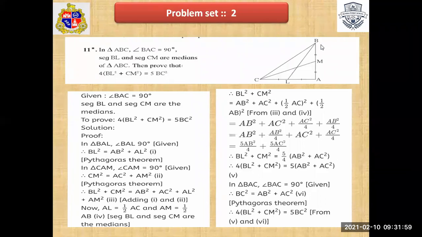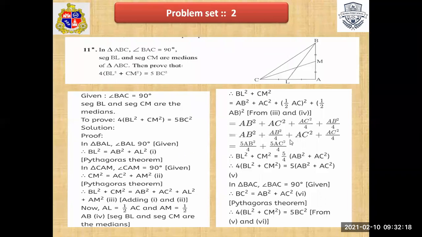Then we take the larger triangle BAC and apply the Pythagoras theorem. BC square is equal to AC square plus AB square. So we get AB square plus AC square is equal to BC square. Substitute here, and we will get our final proof.